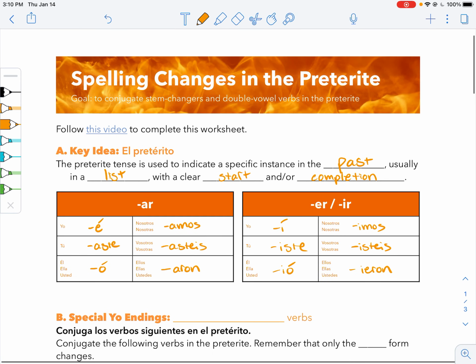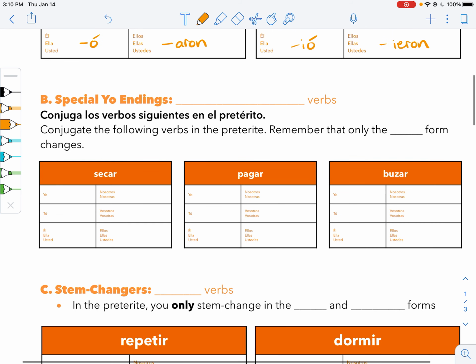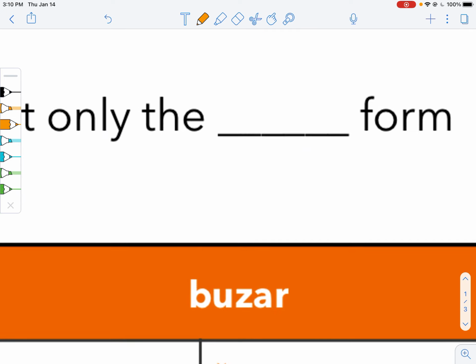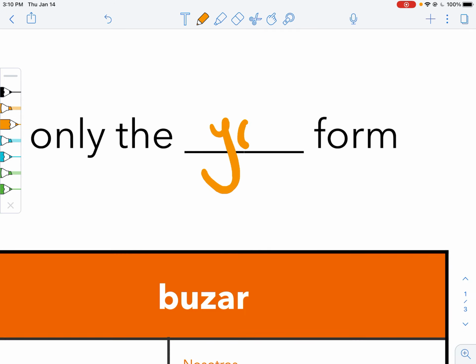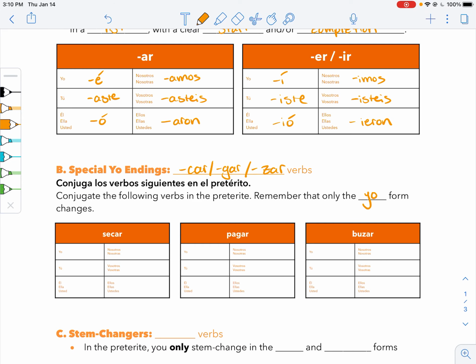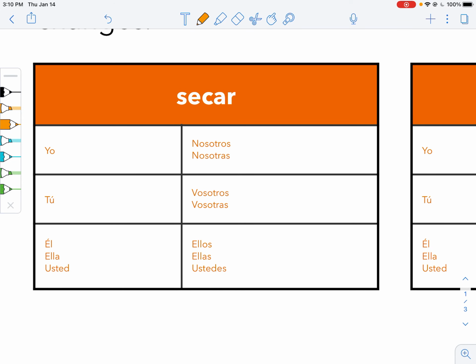Now, we're familiar with the regular endings. We're also familiar with one of the weird endings. You've seen these before in your car, gar, zar verbs. These are verbs ending in car, gar, zar, that's C-A-R, G-A-R, and Z-A-R. These guys have weird endings, but their weird ending is only in the yo form, only in the first person singular. So as examples, let's look at secar.